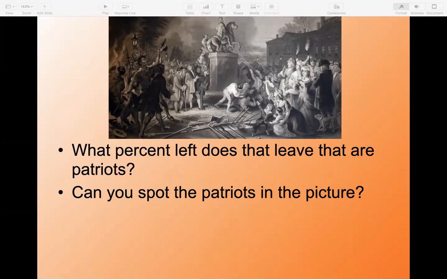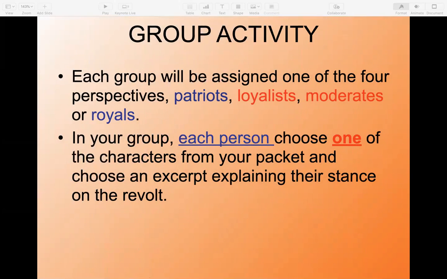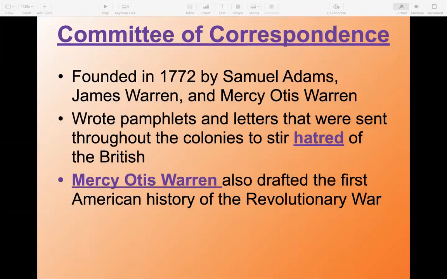So yeah, the Patriots are going to be everybody pulling down the horse statue. And everybody who's reacting to it will be a Patriot. So we're going to skip this.